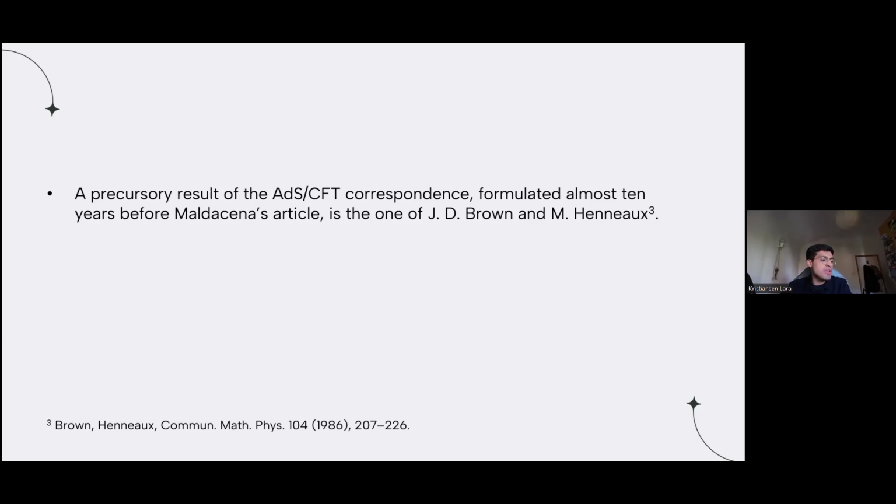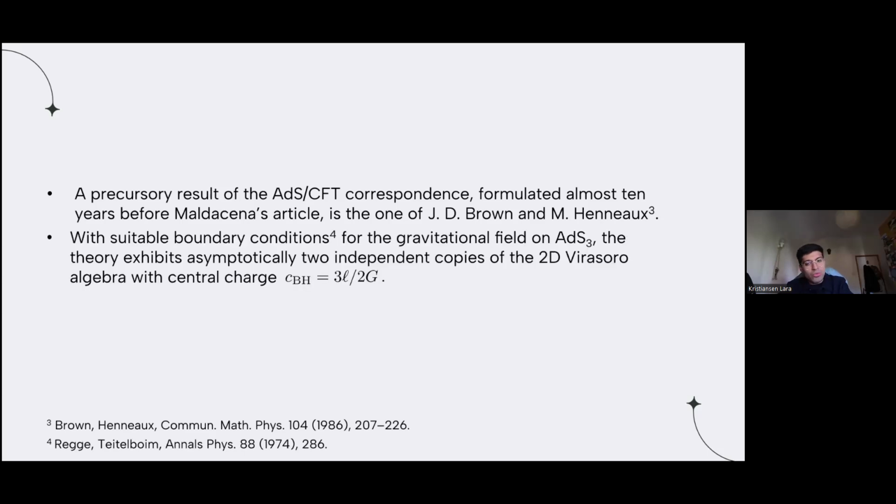Nonetheless, I would like to emphasize a precursory result of this duality, which was formulated almost 10 years before Maldacena's article and is the work of J.D. Brown and Henneaux, who showed that with suitable boundary conditions for the gravitational field on AdS3, the theory exhibits asymptotically two independent copies of the two-dimensional Virasoro algebra, with the central charge known as the Brown-Henneaux central charge. Here L is the AdS3 radius and G is the three-dimensional Newton constant. I would also like to say that these results do not rely on string theory.